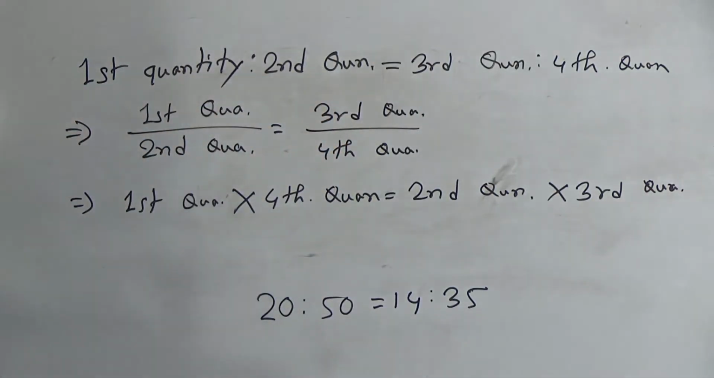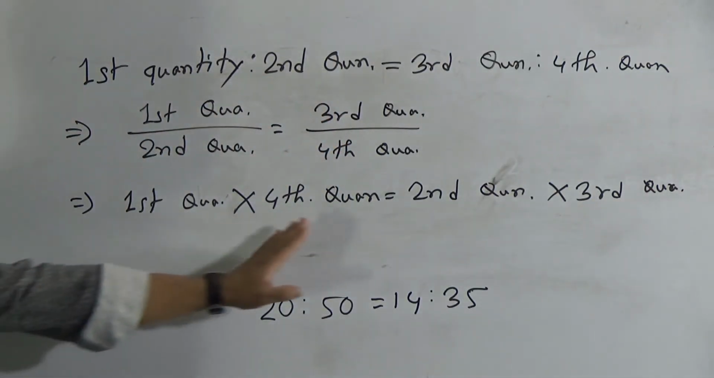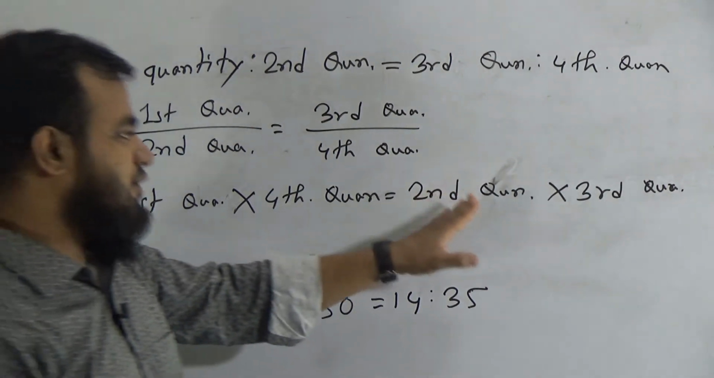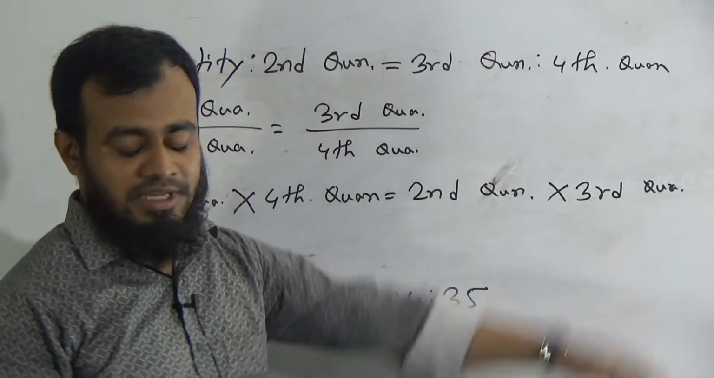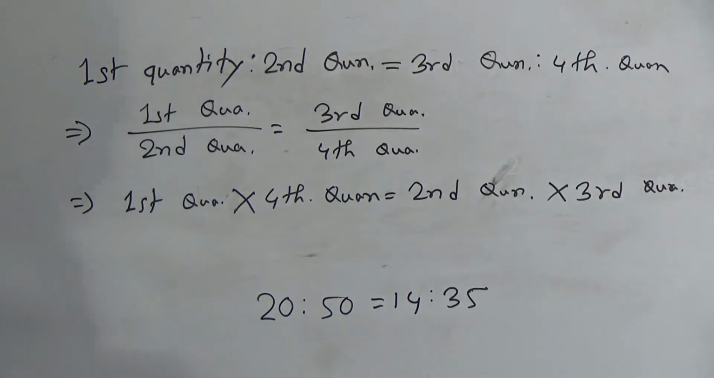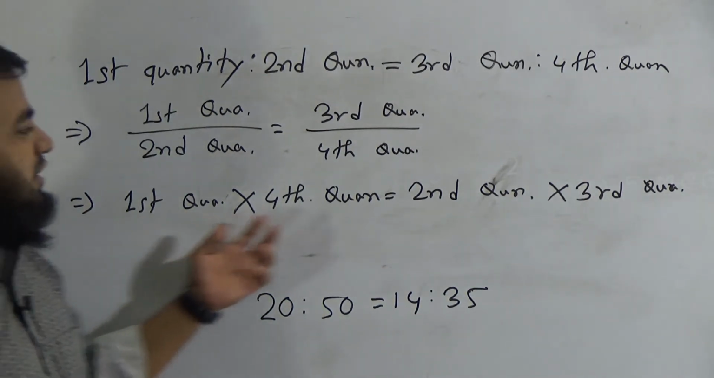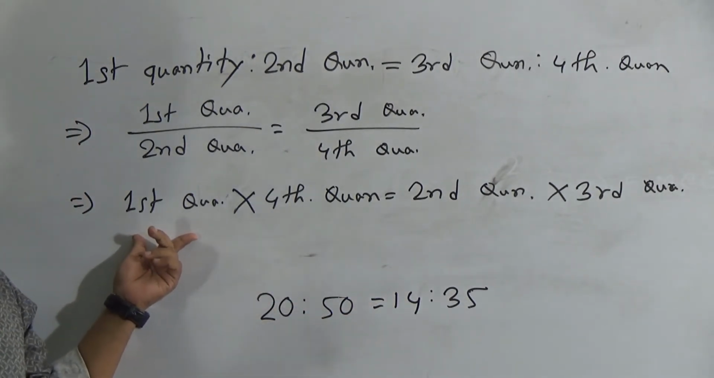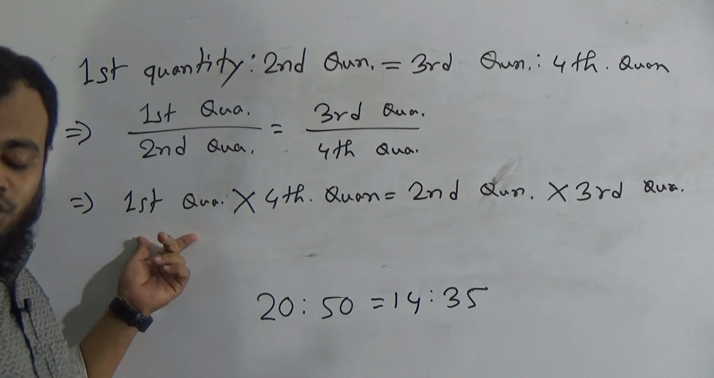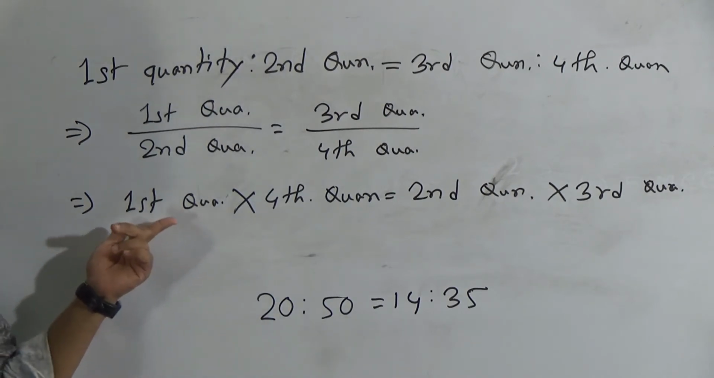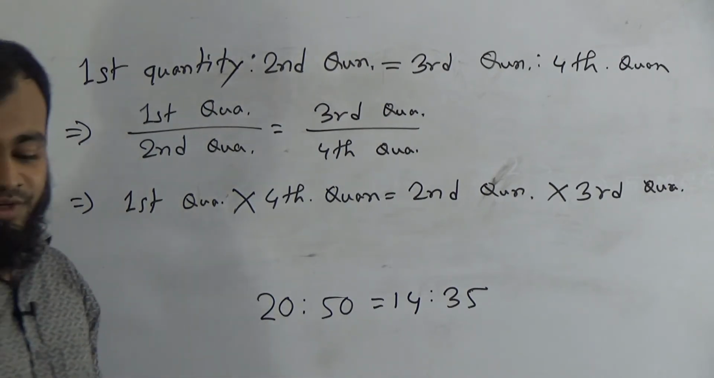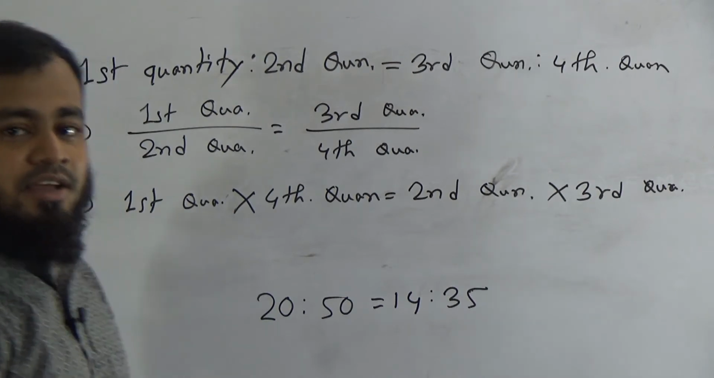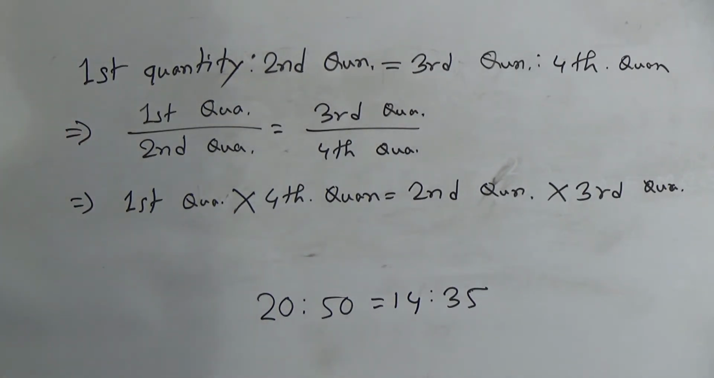Look, the relation is first quantity multiplied by fourth quantity, then we can get second quantity into third quantity if the two ratios are proportional to each other. So if 3 quantities are given from this relationship, we can get out the fourth quantity. And this is called the rule of 3. You can find out any quantity if 3 quantities are given.